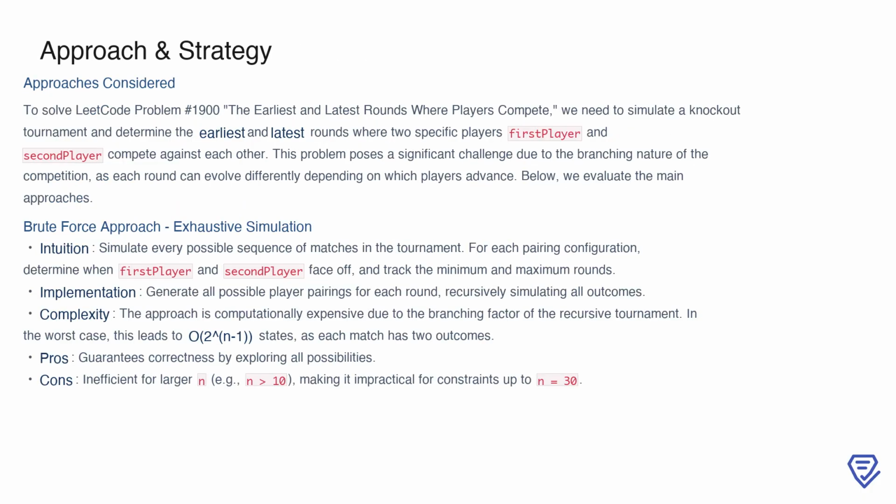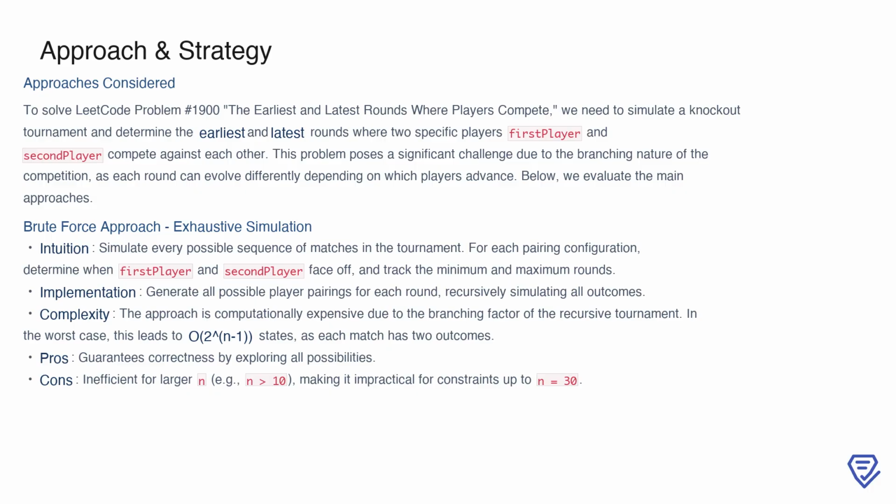To solve problem number 1900, our goal is to simulate a knockout tournament and determine the earliest and latest rounds where the specified players, first player and second player, compete against each other. The challenge lies in the branching nature of the competition, where each round can evolve differently based on which players advance. One approach we can consider is a brute force method that involves exhaustive simulation. Here, the intuition is straightforward: simulate every possible sequence of matches in the tournament and identify where the two players face off.